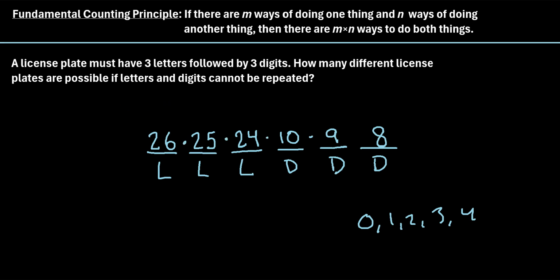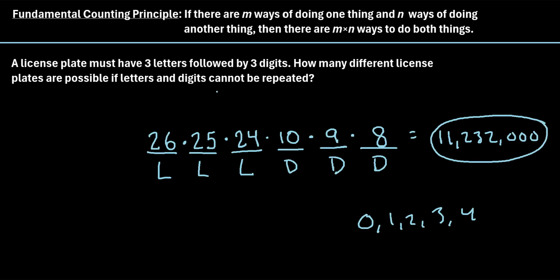So the way that we find the total number of license plates is we just multiply each of these values together, because these are all the different combinations that you could choose. So if you punch 26 times 25 times 24 times 10 times 9 times 8 into a calculator, you get 11,232,000. That's how many different license plates are possible if the letters and the digits cannot be repeated.